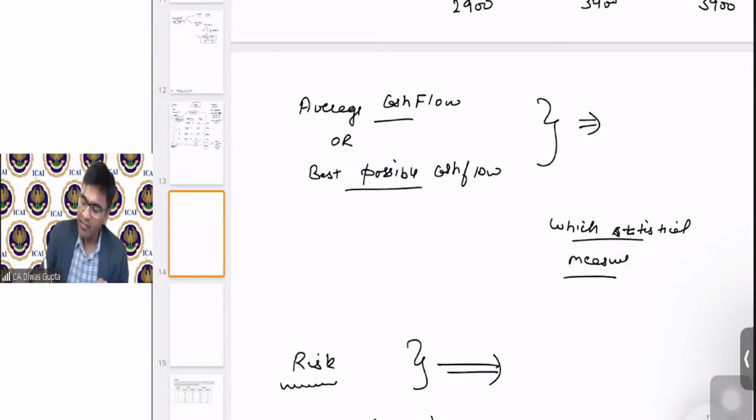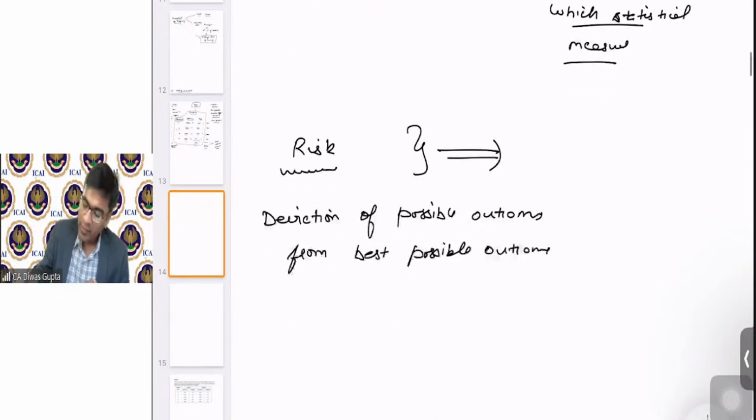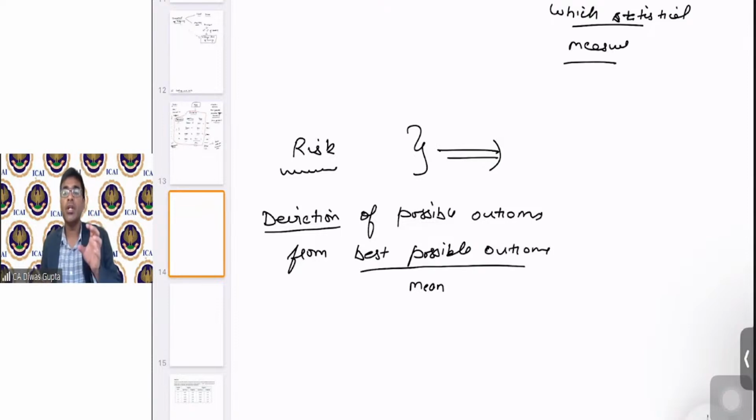So students, average cash flow or best possible outcome is actually referred to by mean, because in mean also, you multiply the probabilities with the cash flows and arrive at an overall number. This is called mean. Risk. So students, just focus on this definition: deviation of possible outcome from the best possible outcome. What is best possible outcome? Mean. So deviation of any possible outcome from its mean is called standard deviation.